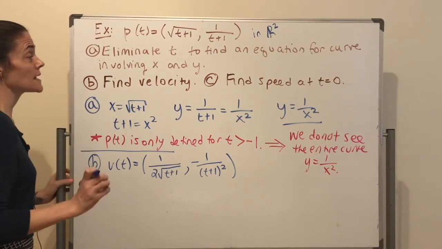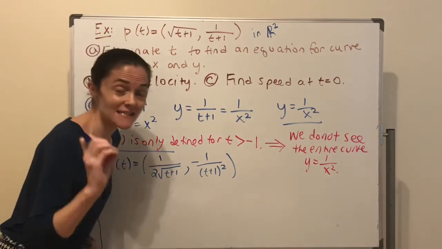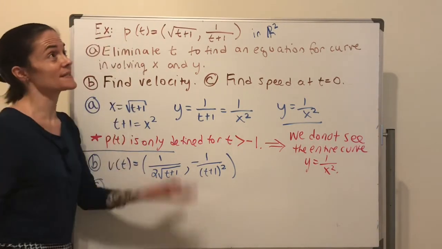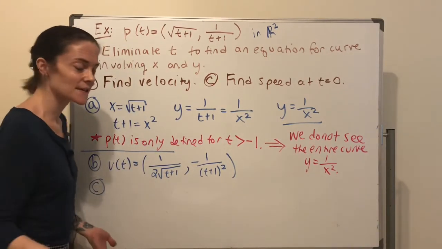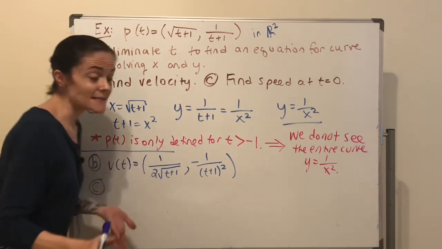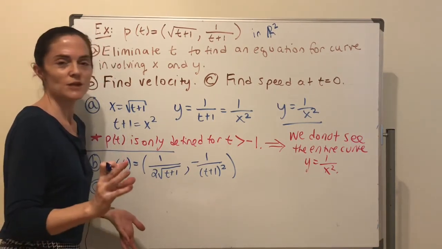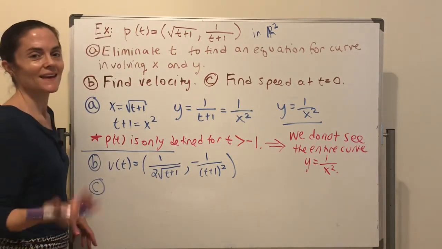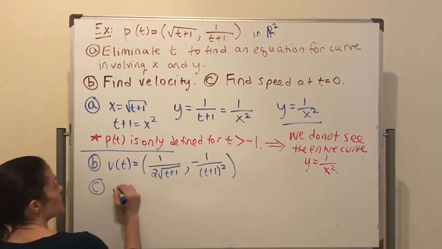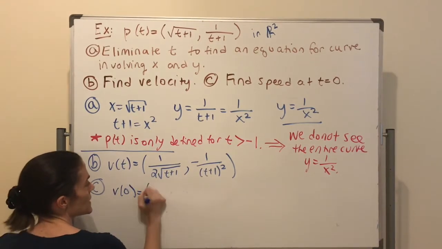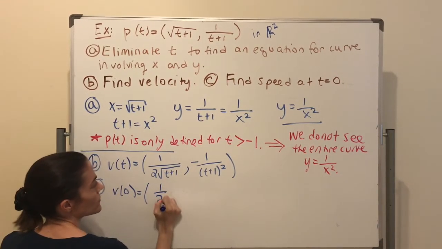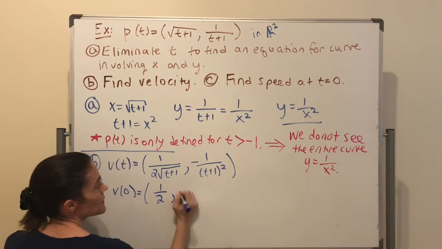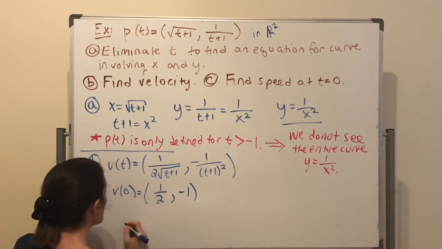And now C, we want the speed at t equals 0. Well, the first thing we want to do, at least I think it's easier, is to find the velocity at 0. And that will just be, we'll have numbers here, and then we take its length. The velocity at 0 is a half, comma, -1.